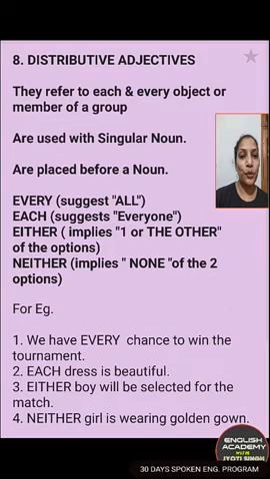And the last, neither girl is wearing a golden gown. Here, there are two girls and I am saying that neither of them is wearing a golden gown. That means none of them is wearing a golden gown. They must be wearing some red, blue, green kind of gown, but not a golden gown. So here I have used neither.